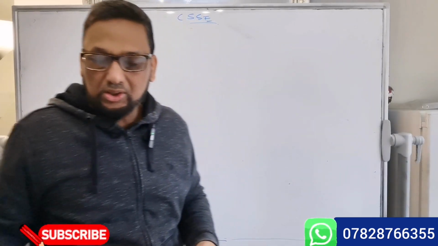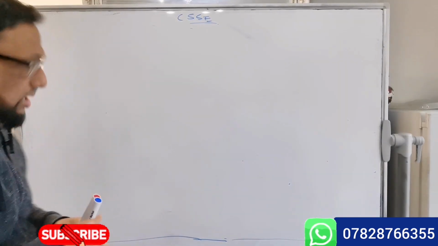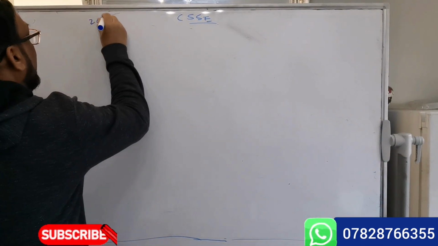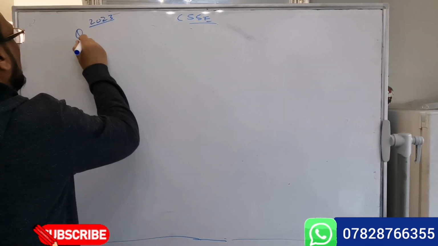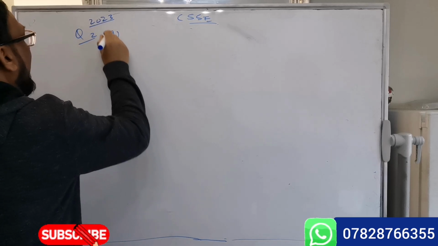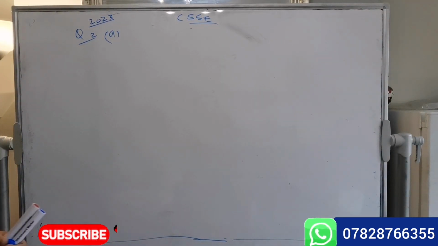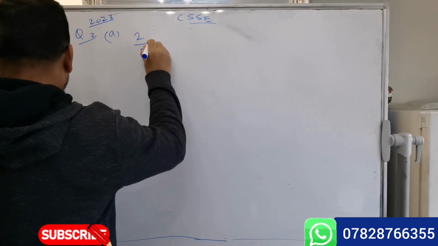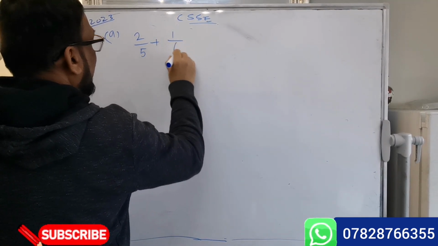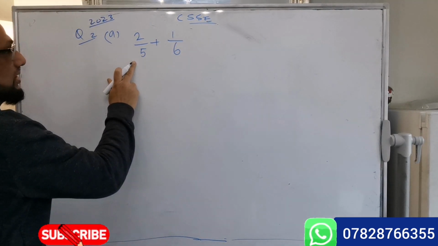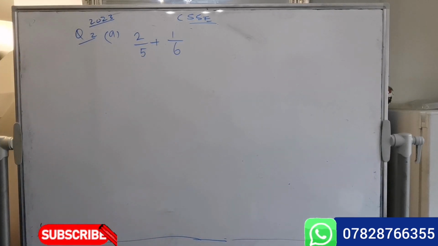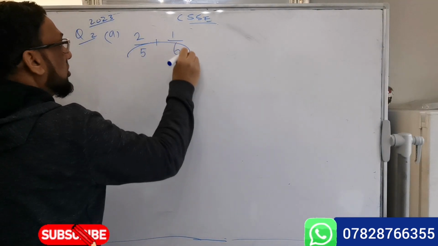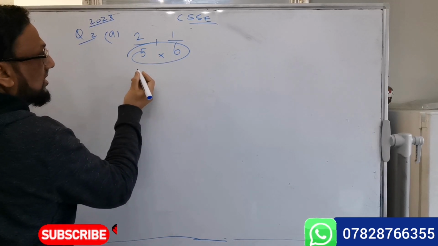So now we're going to solve CSSE 2023, and question number 2A is very simple, very easy. It says 2 over 5 plus 1 over 6. Look at these, they are not common multiples. If they are not common multiples, the rule says you need to multiply these. So this is your first step.